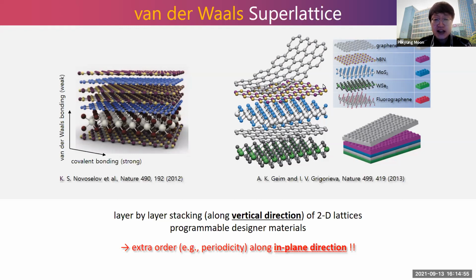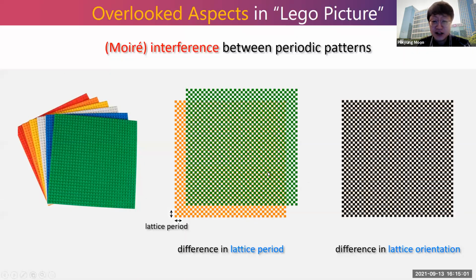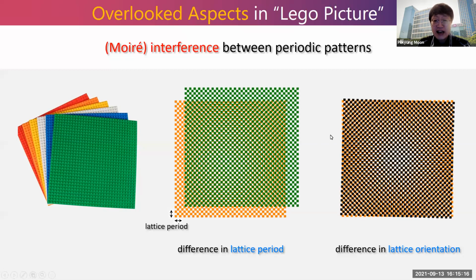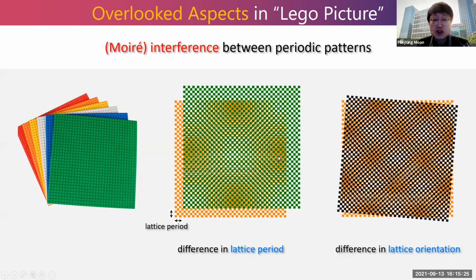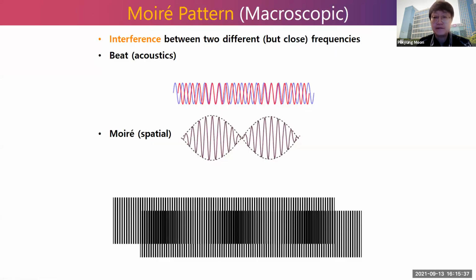Imagine what happens if we stack two layers of periodic pattern. If the two layers have the same period, then the overlaid image also has the same period. But if there is a difference between the lattice period or lattice orientation, we get an extra periodicity, which we call a Moire interference pattern. The period of the Moire interference pattern is much longer than the underlying lattice. The Moire pattern is nothing but the interference between two different periodicities.